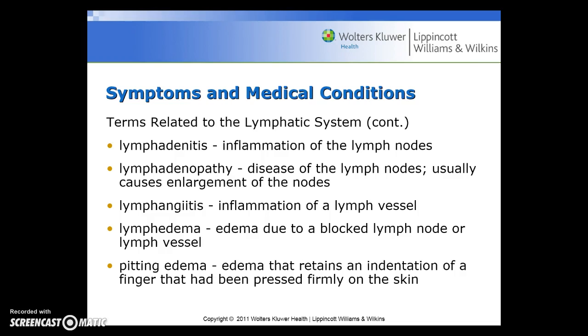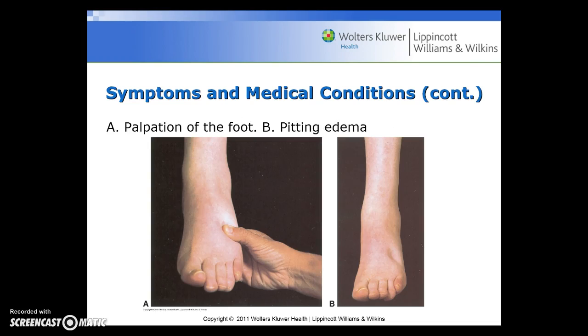Additional terms related to the lymphatic system. Lymphadenitis is the inflammation of the lymph nodes. Lymphadenopathy, always a hard one for me, is a disease of the lymph nodes, usually causing enlargement of the nodes. Lymphangitis is the inflammation of a lymph vessel. Lymphedema is the edema due to a blocked lymph node or lymph vessel. Pitting edema is the edema that retains an indentation of a finger that's been pressed firmly on the skin.